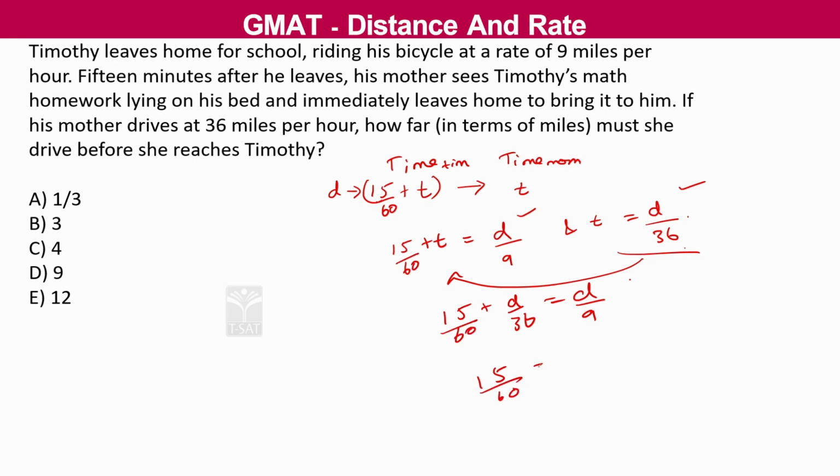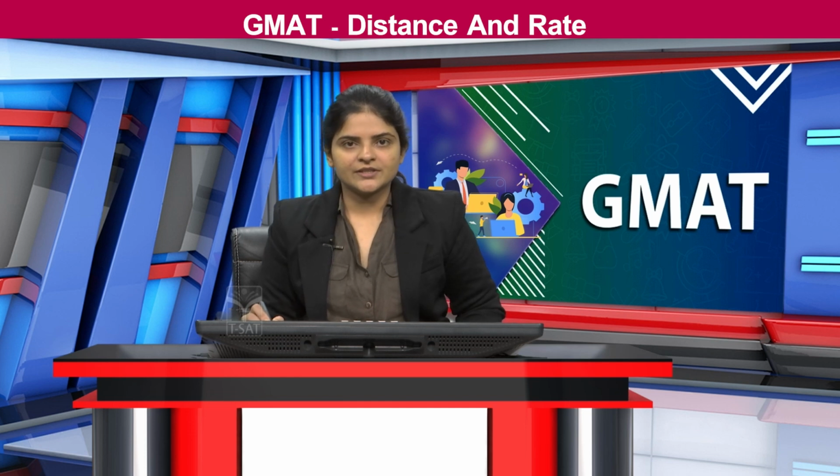15 by 60 is equal to d by 9 minus d by 36, which is equal to 4d minus d by 36, that is 3d by 36, that is d by 12, and 12 5s are 60, therefore d is equal to 3. 3 is the number of miles she must drive before she can reach Timothy. Answer is option B.